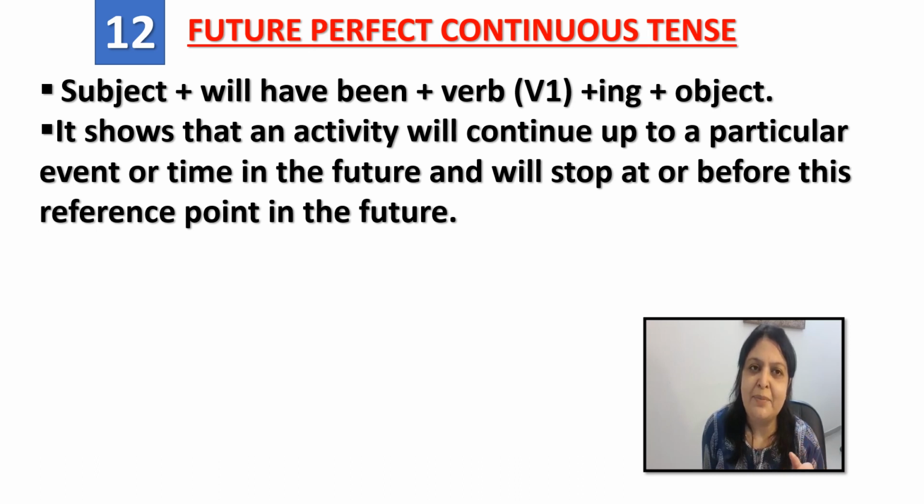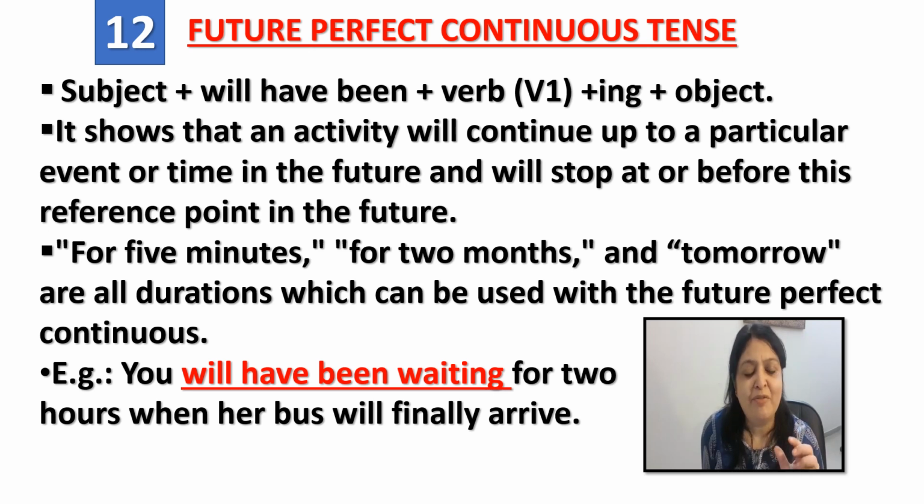और वो एक्टिविटी जब कुछ समय तक फ्यूचर में चलेगी और उसके बाद या उससे उस समय पर रुक जाएगी, उससे पहले या उस समय पर वो एक्टिविटी रुक जाएगी. एग्जाम्पल, इसके लिए हम कैसे ड्यूरेशन यूज करते हैं? फॉर 5 minutes, फॉर 2 months, टुमारो, फॉर 1 year are all durations which can be used with the future perfect continuous tense. Example, you will have been waiting for 2 hours, when our bus will finally arrive.